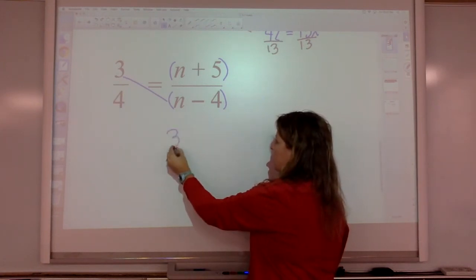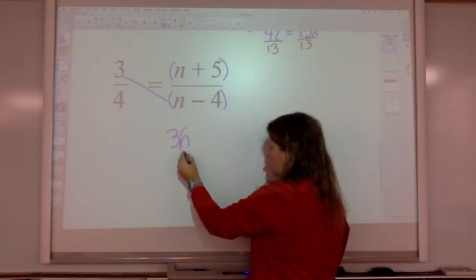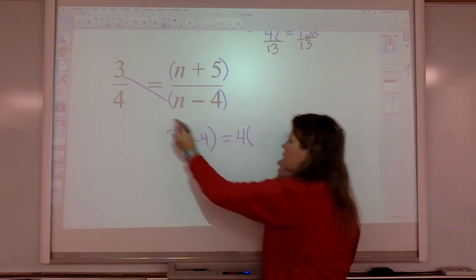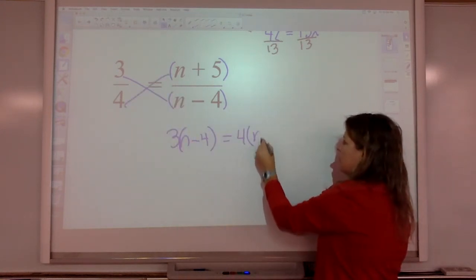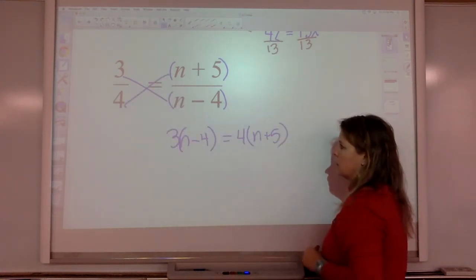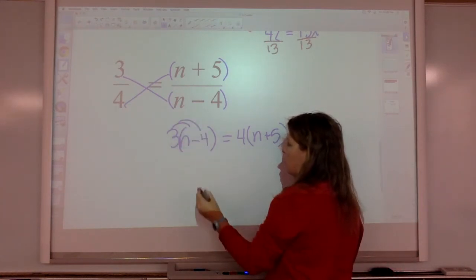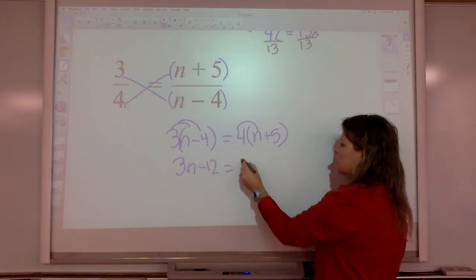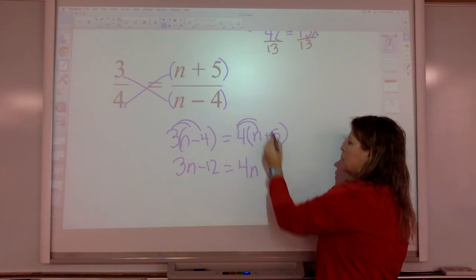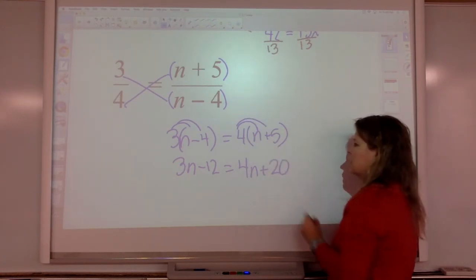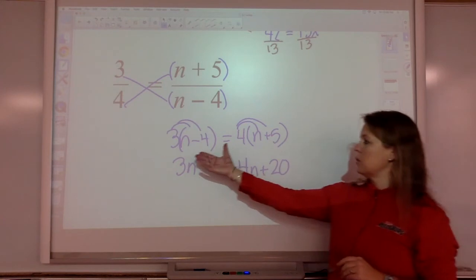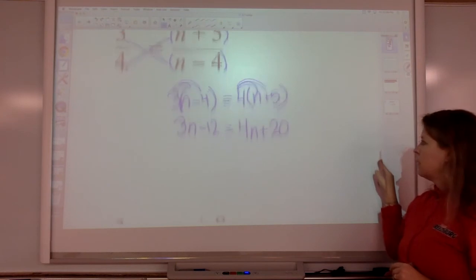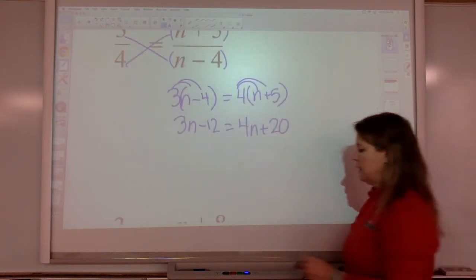And you get 3 times (n minus 4) equals 4 times (n plus 5). Distribute the 3. 3n minus 12 equals 4n, distribute the 4, plus 20. So it takes a little bit more time, but not really, because you can do both distributive properties in one step. Now we're just trying to get the variable on both sides, on the same side of the equation, get the numbers on the other.